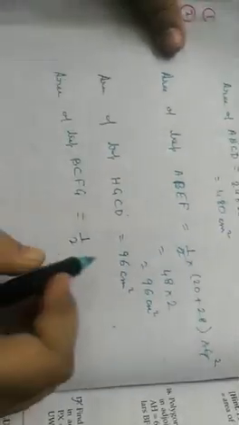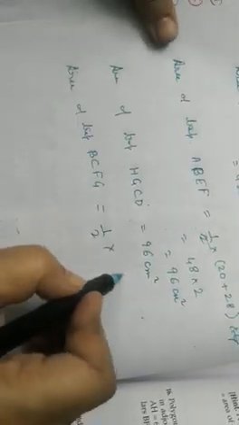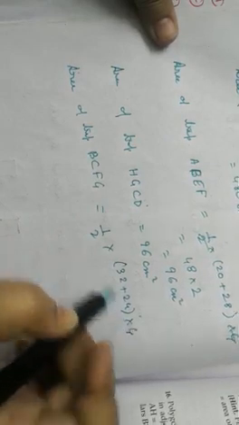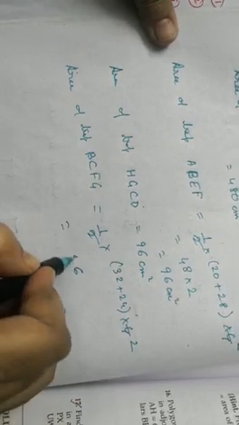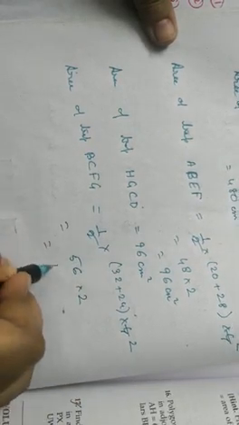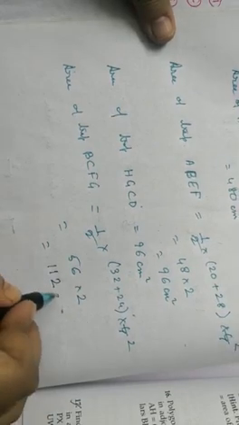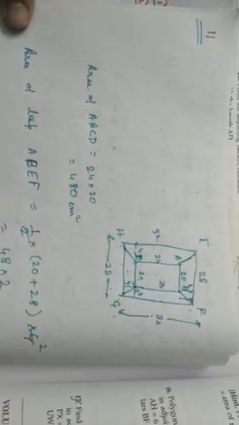So same thing. This is going to be half into 32 plus 24 into 4. So 2 2s are 4. 32 plus 24 is 56. 56 into 2 is equal to how much? 112 centimeter square. So this will be the area of these two trapeziums. One is 112, the other one is also going to be 112.